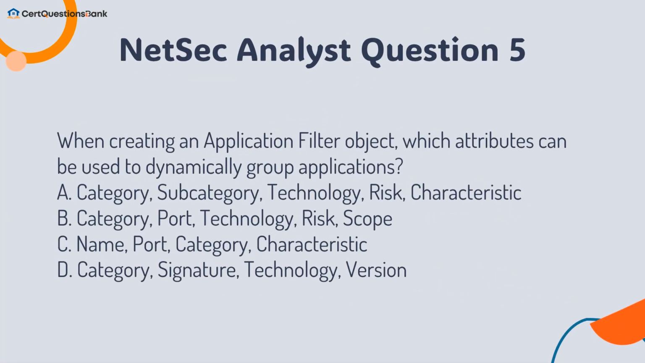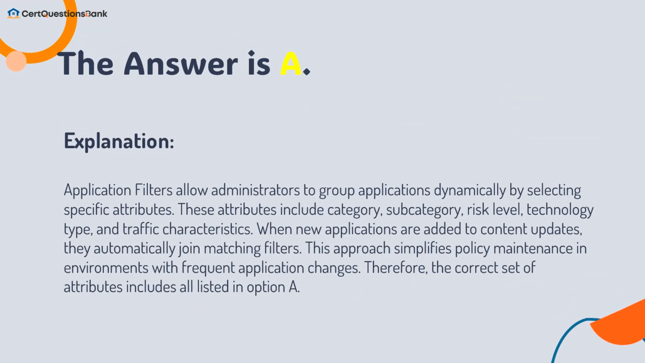When creating an application filter object, which attributes can be used to dynamically group applications? A. Category, subcategory, technology, risk, characteristic. B. Category, port, technology, risk, scope. C. Name, port, category, characteristic. D. Category, signature, technology, version. The answer is A.